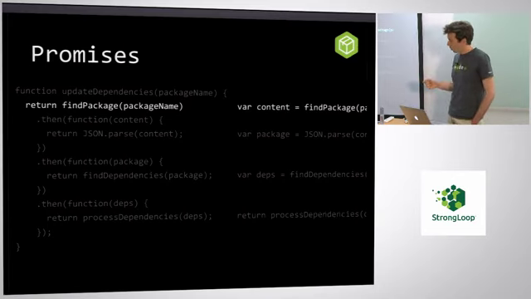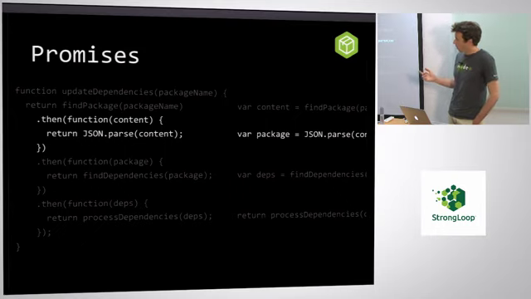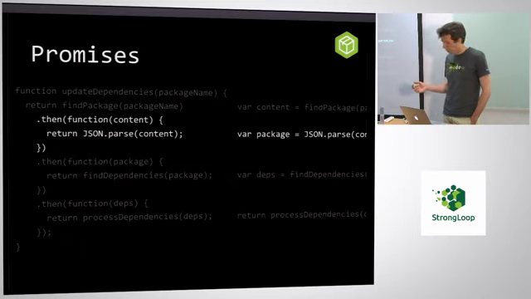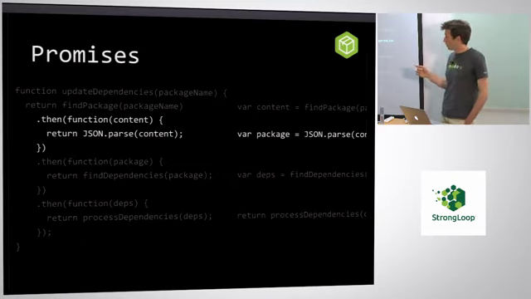At some point in the future, when the find package finishes its work, the promise is resolved. And when the promise is resolved, our then handler is executed with the value that the promise was resolved with. In this case, it's some kind of content that was read that's supposed to be JSON. In here, we JSON parse the content and return the value.